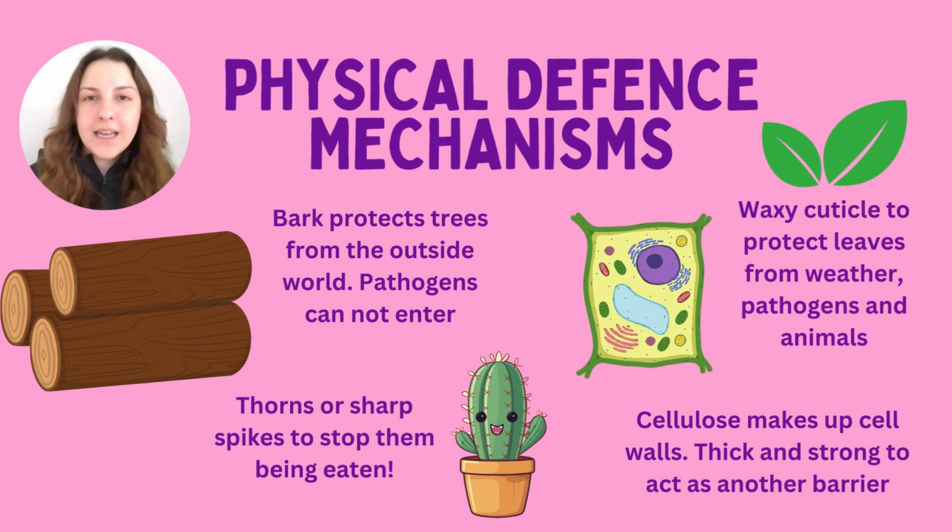How does it physically prevent itself being eaten, etc.? So one of the ways is the bark that you would find around a tree. This is like a thick layer of dead tissue that protects the tree from the outside world. It helps to withstand the fluctuation in temperature and water and rain and sun and all that good stuff. But also it helps the plant not be eaten as easily.